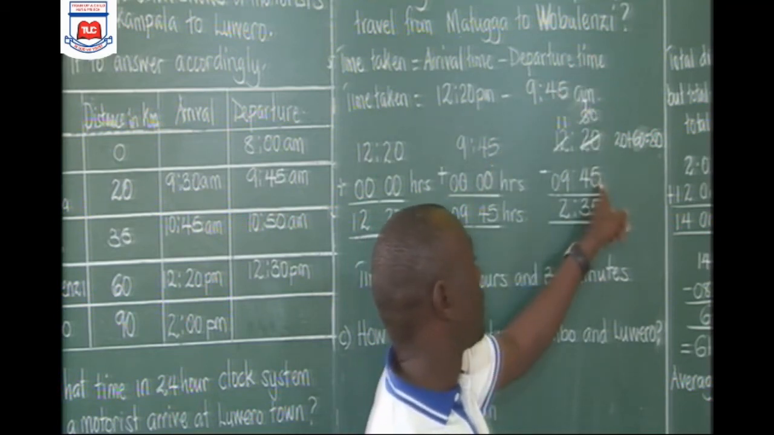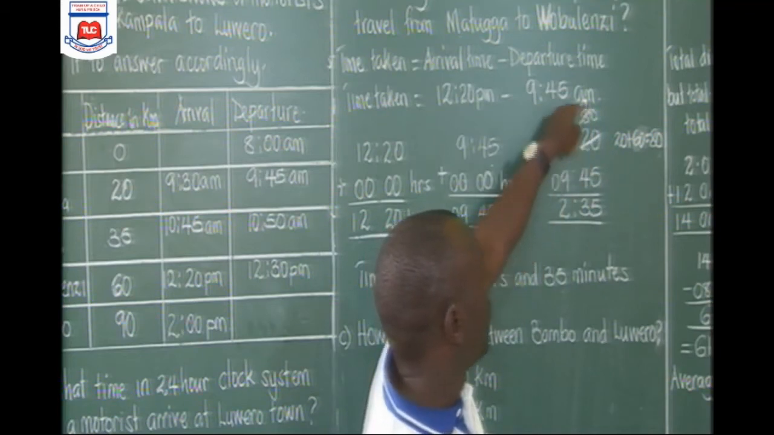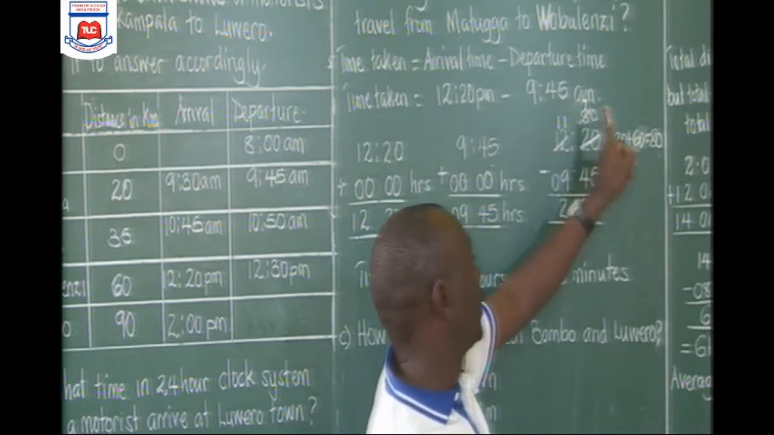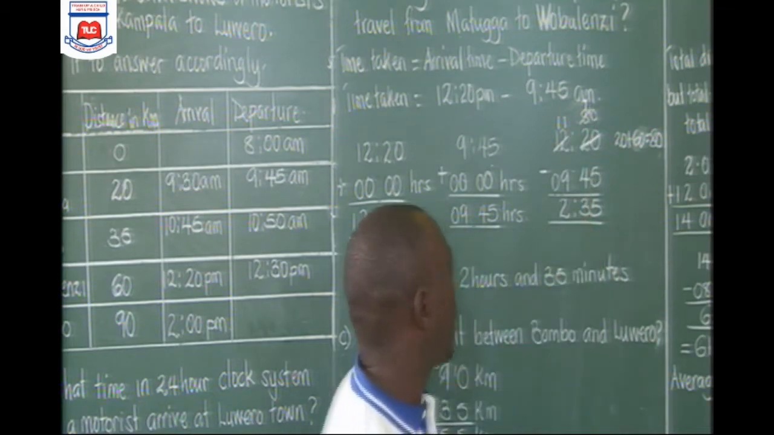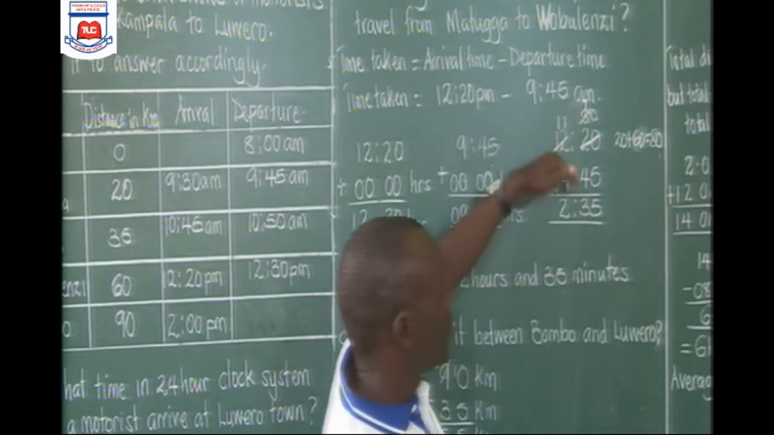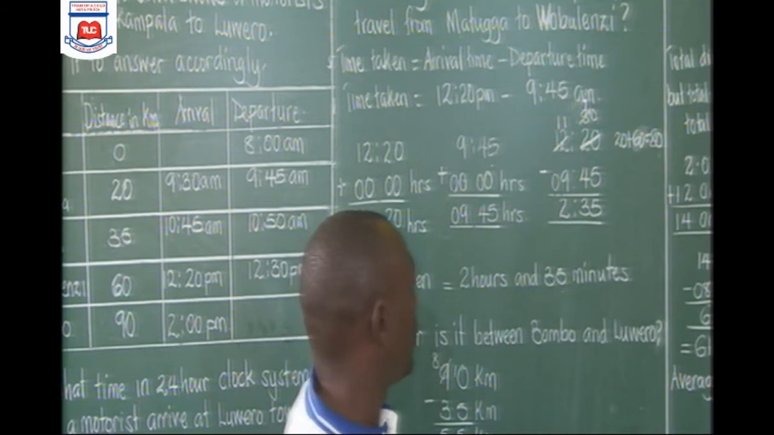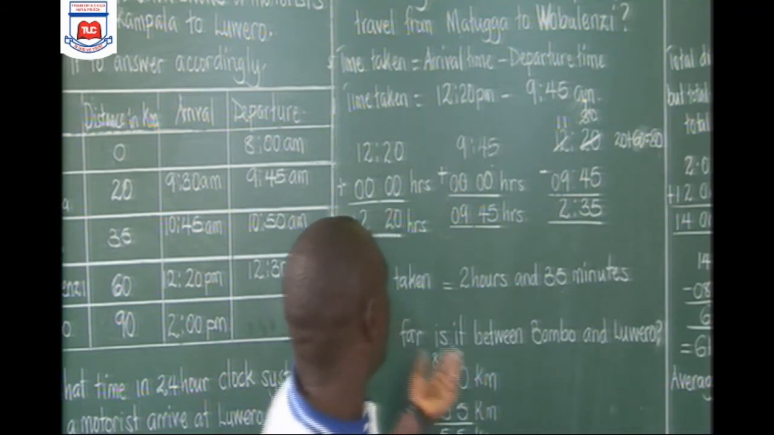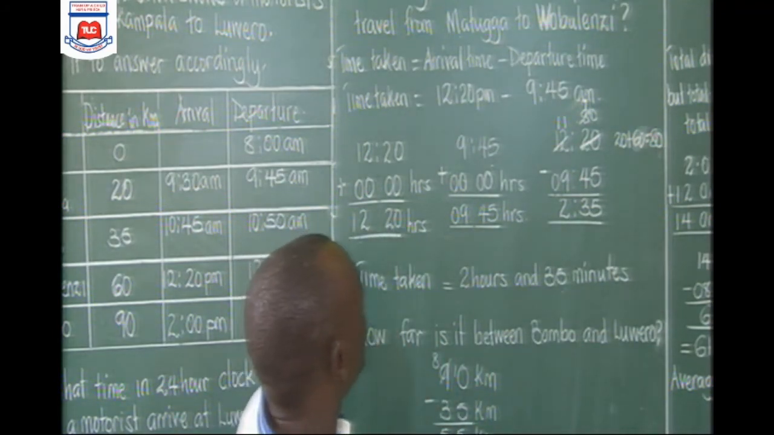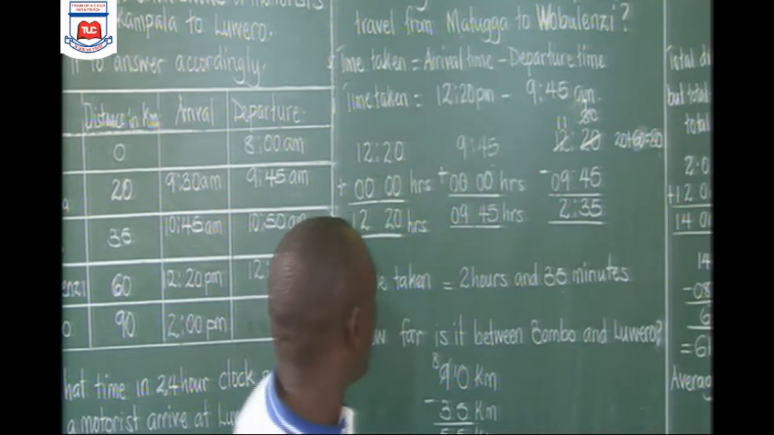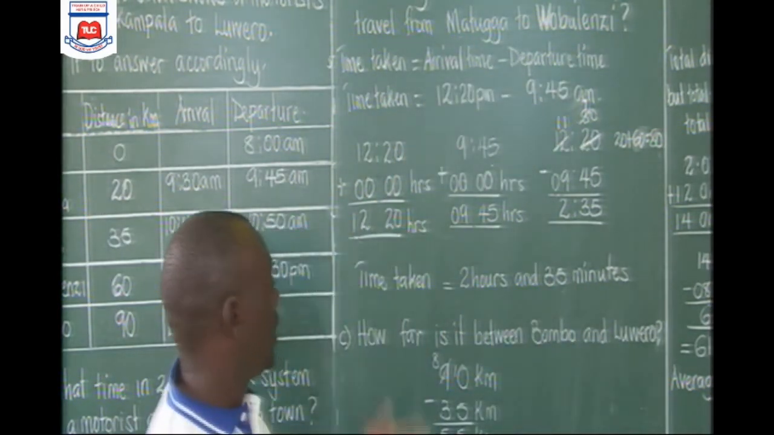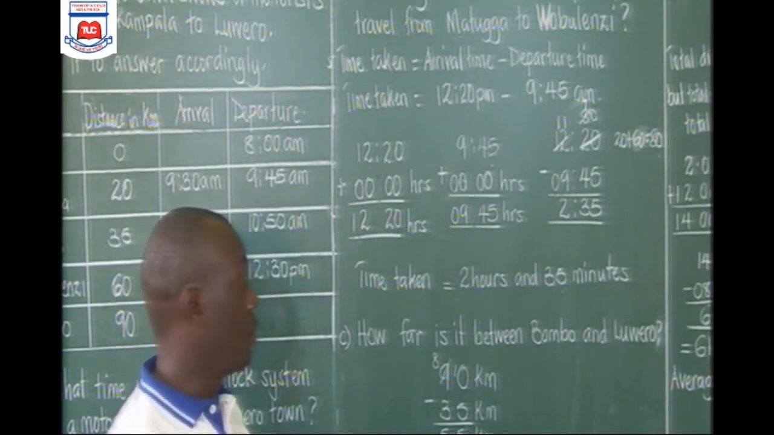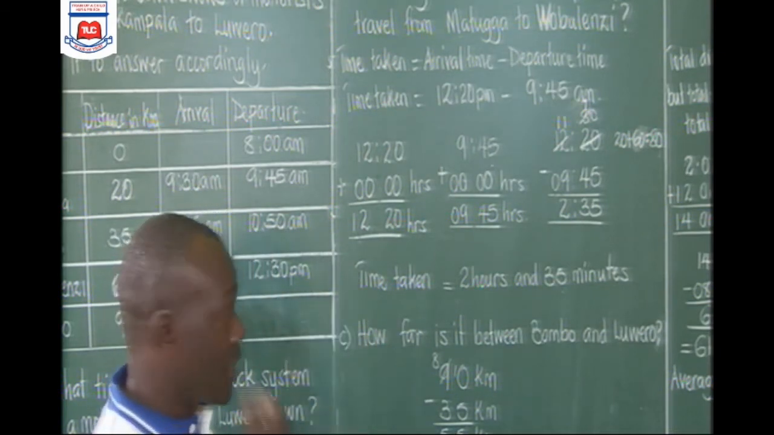And now 0 minus 5, still do borrow, remain with 7, that's now a 10. A 10 minus 5 is a 5, 7 minus 4 is a 3, and now 11 hours minus 9 hours, the one remains with 2 hours. Therefore, time taken between the said places is 2 hours and 35 minutes. In that way, one will have answered that question.